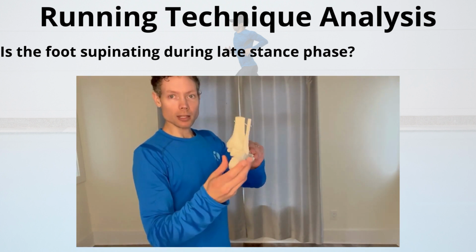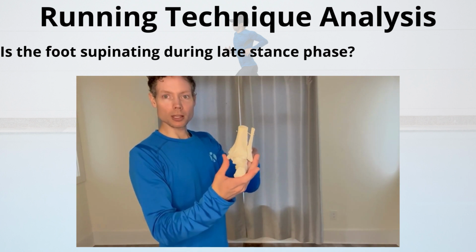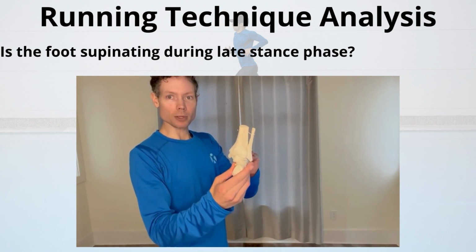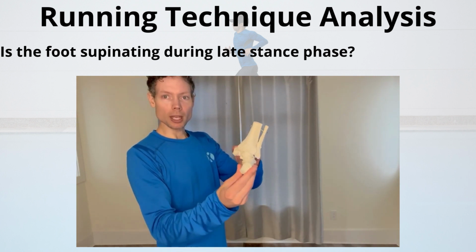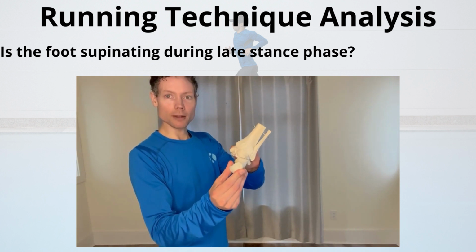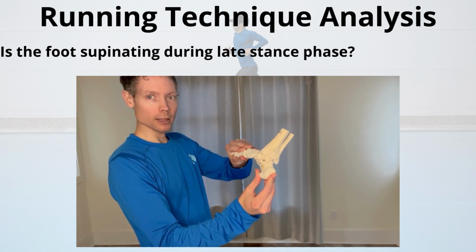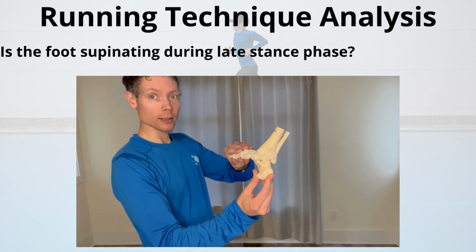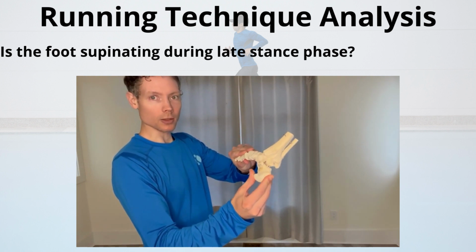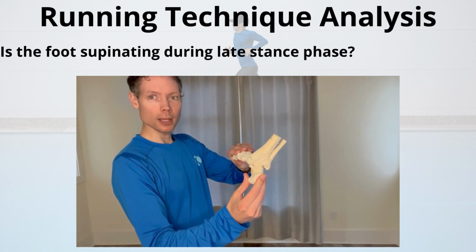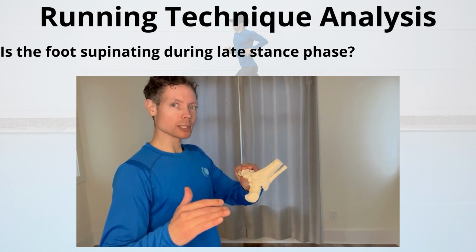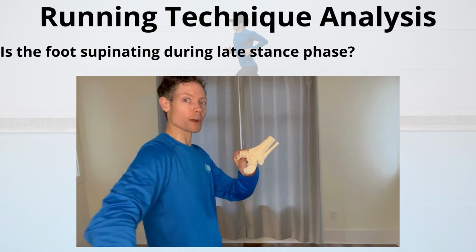So during late stance phase, just as the heel is about to come up and as it comes off the ground, the heel should be inverting, so it tilts in. And at the same time, the front of the foot is everting, and the first ray in particular is plantar flexing. And so that's what creates a supinated foot. When your foot supinates, it becomes rigid. It becomes an awesome lever to propel from.